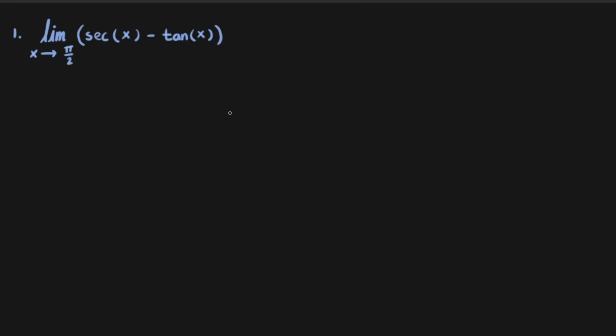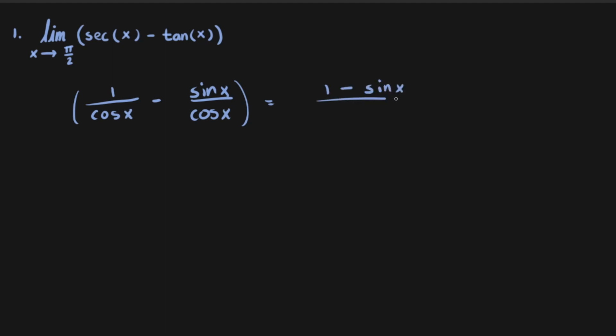For our first example, let's take a limit of secant x minus tangent x as x approaches pi over 2. The first thing that rings alarms to me is secant and tangent. So let's rewrite that in terms of sine and cosine. Secant is 1 over cosine x. Tangent is sine x over cosine x. Because we have a common denominator of cosine x, we can combine these into one expression. So we'll have 1 minus sine x in the numerator divided by cosine x in the denominator.